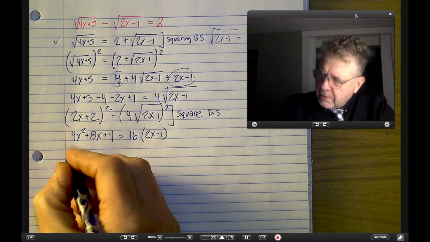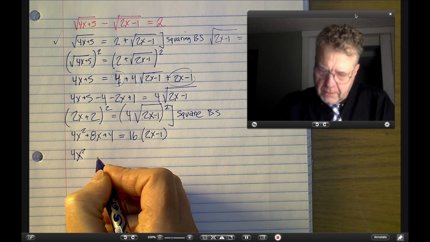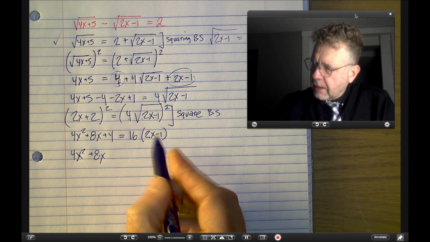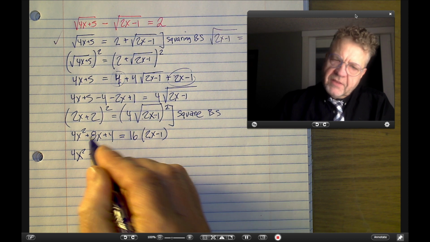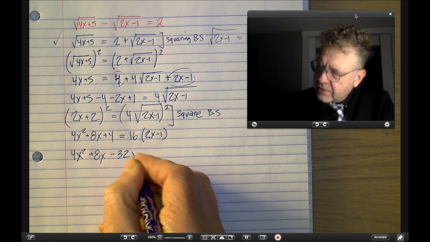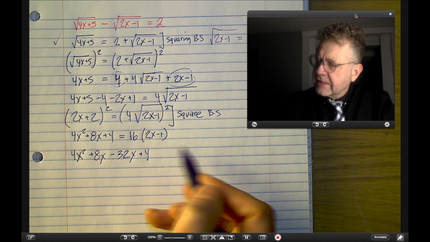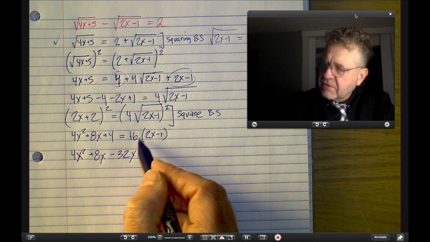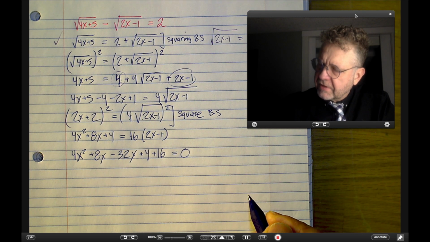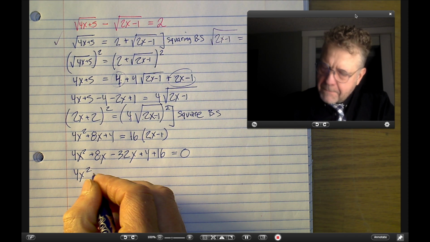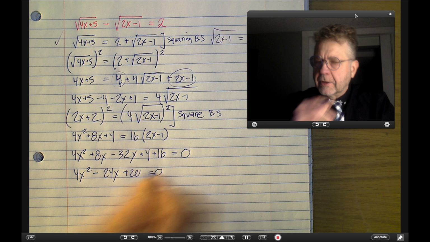So no x squareds to combine. Plus 8x. When I go 2x times 16, I'm going to have positive 32x here. When I move it to this side of the equal sign, I'm going to have minus 32x. And I'm going to have plus 4, and I'm going to have minus 16 on the right side, which when I bring it to the other side of the equal sign, I'm going to have plus 16. And now the right side is going to be equal to 0. 4x squared minus 24x plus 20 equals 0.